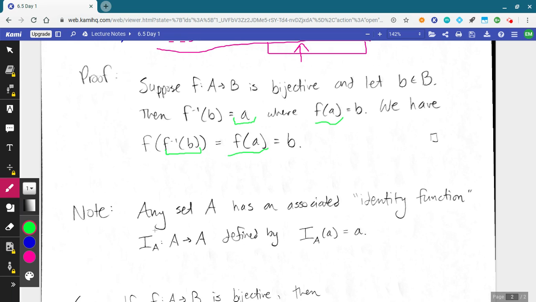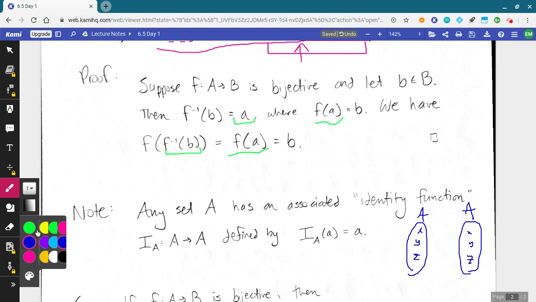An identity, so capital I for identity, that maps from the set to itself, just defined by sending each and every element to that same element. To draw a picture, if this is A, we'll just copy paste A over here. If we have X, Y, Z as our elements of A, the identity is just going to send X to X, Y to Y, and Z to Z. That's how the identity works.